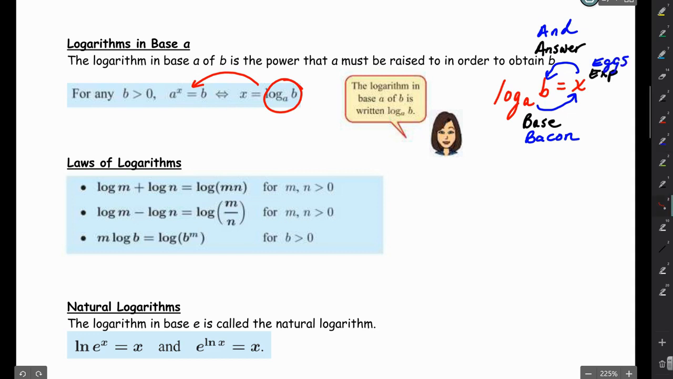So we have our base, answer, exponent, bacon, and eggs. Or you can just use the arrow. A to the x, another arrow to the b. So in exponential form, this would be a to the x equals b, as I show you here.